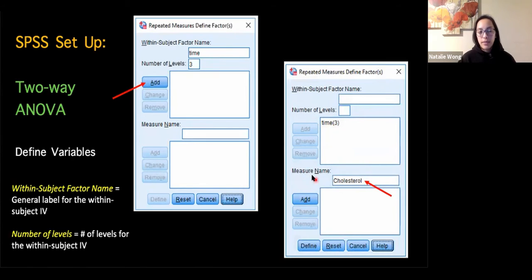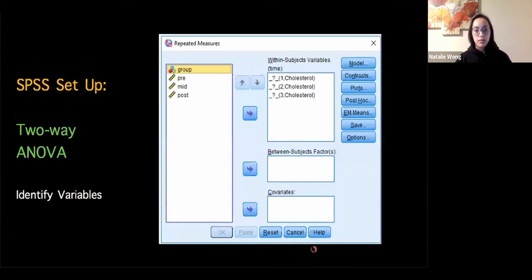The measure name is our dependent variable. So that was our cholesterol concentration. We can click add, that'll put it in this box, and then we can click define, which will take us to our actual test setup where we identify other things.